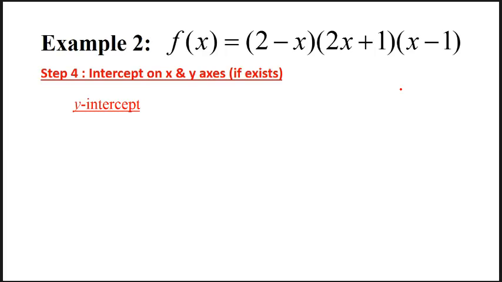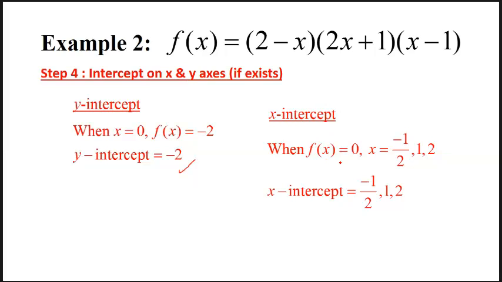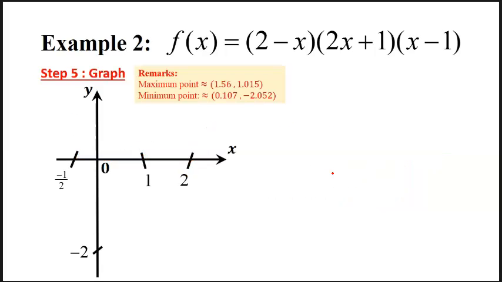So let's see, to do the calculation for the y-intercept, again we take the function where x equals 0, so we find out that f(x) equals negative 2, so the y-intercept is negative 2. Whereas for the x-intercepts, we have f(x) equals 0, and from f(x) equals 0, we have the x values as negative 1/2, 1 and also 2, and these 3 values will be the x-intercepts. So once I can get the answers for the x and y intercepts, now let us go for the graph sketching, guys and girls.